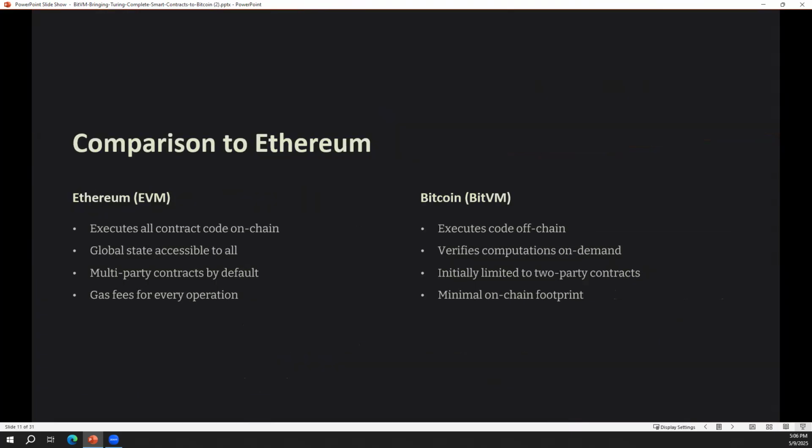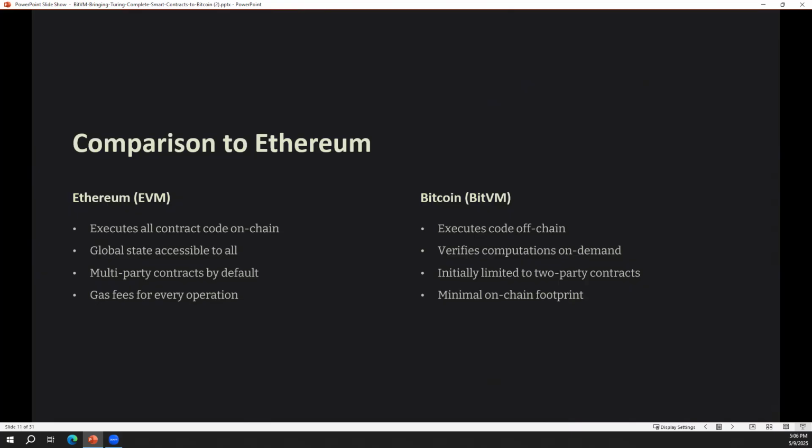So we have the comparison of BitVM to Ethereum. Unlike Ethereum's EVM, which executes smart contract code on chain in a global state, BitVM does not execute arbitrary code on every node. Instead, it verifies computation on a need-to basis. This means BitVM contracts are not global. They are specific agreements like state channels, typically between two parties.